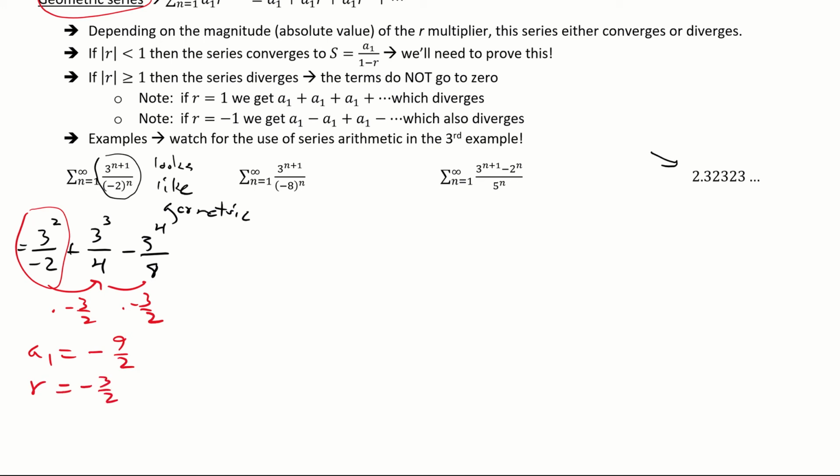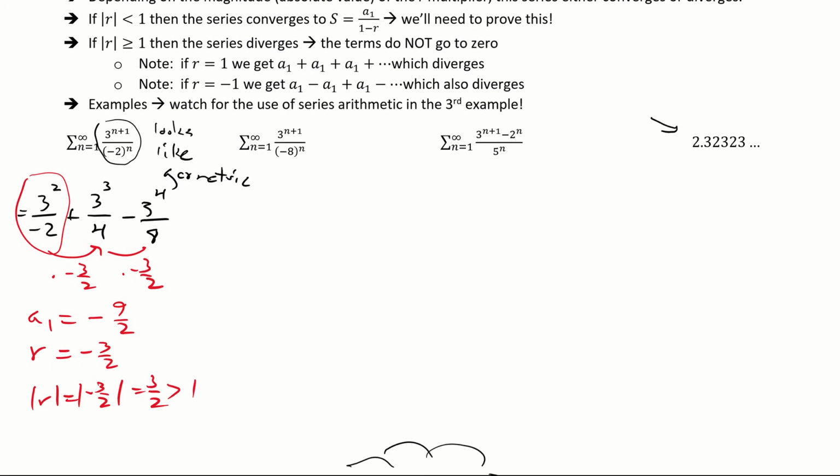What do you think about the divergence or convergence of this series? Well, absolute r, the absolute value of negative 3 over 2, is equal to 3 over 2. And you know what? He's greater than 1. He's not less than 1. You know what you're allowed to do right now? This implies it diverges. The multiplier's too big. He's bigger than 1. We got to stop.